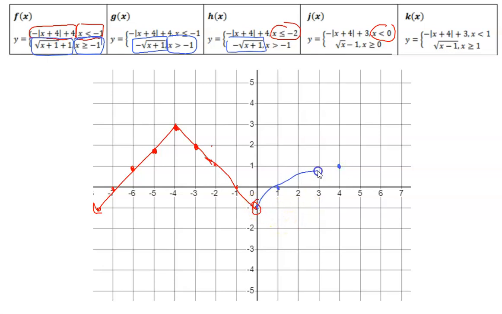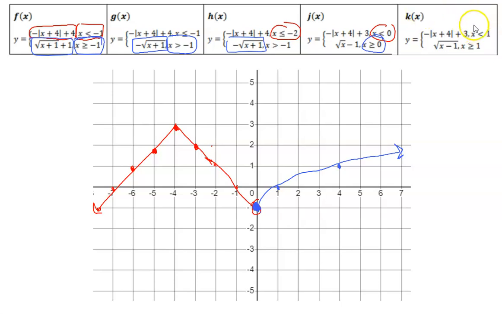So this will be my half a sideways parabola. And in this subdomain, x is greater than or equal to 0, that equal is inclusive. So this is going to become a closed circle, which joins these two up. So open and closed at the same endpoint is closed.